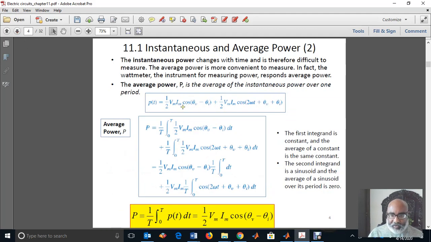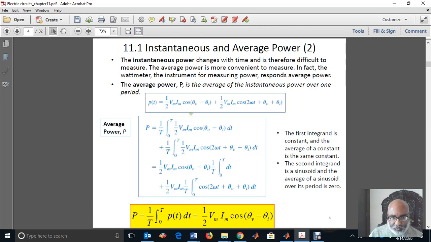So the instantaneous power changes with time, and added to it is the average power. We said the constant part is the average power. Basically, how do we calculate the average power? Very easy. We integrate the overall function, this P of t, over one period, from 0 to T, divided by the period T, and we'll get the result. So the integration of this over one period is 1 over T from 0 to T, the integration of the constant part plus the integration of the AC part.